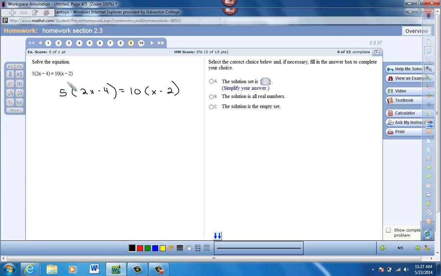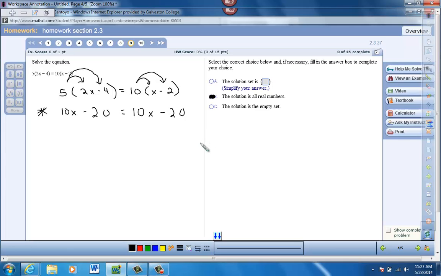So start off by distributing. 5 times 2x is 10x. 5 times -4 is -20. 10 times x is 10x. 10 times -2 is -20. One thing that I want you to note here is that the left side equals the right side. If you're ever solving an equation and you see the left side equals the right side, what you're going to get as a solution is all real numbers.